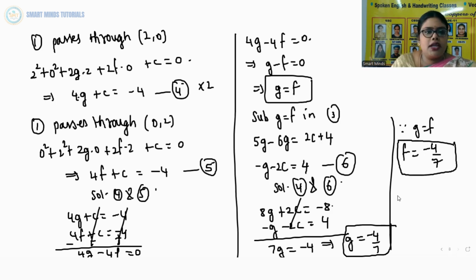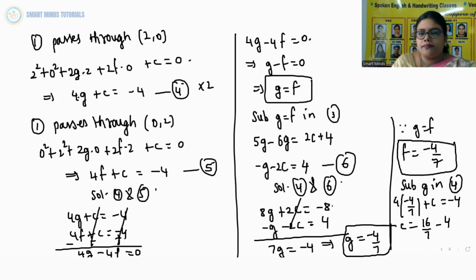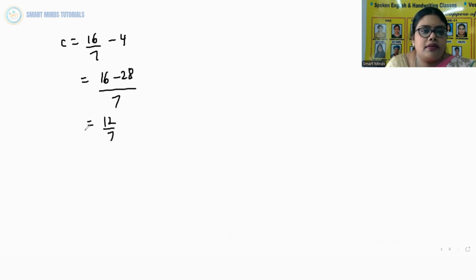Now substitute g and f in either 4 or 5, you will get the c value. Substituting g in equation number 4: 4 into minus 4 by 7 plus c is equal to minus 4. So c is equal to 16 by 7 minus 4. Take the LCM, you get 16 minus 28 by 7. That is minus 12 by 7, so c is 12 by 7 after correcting the sign: you got the c value as 12 by 7.